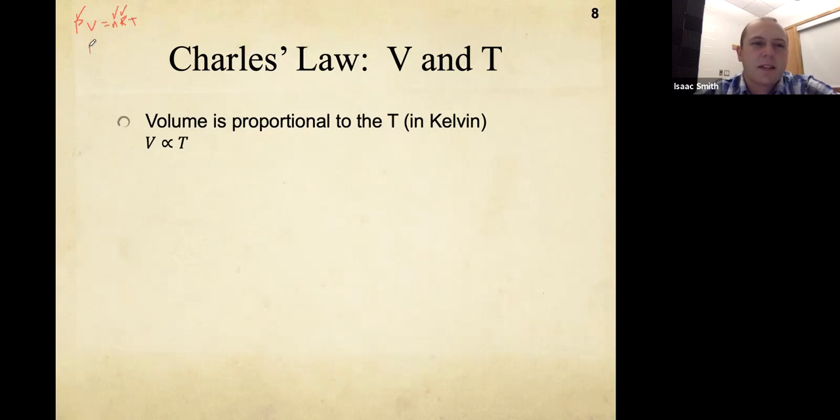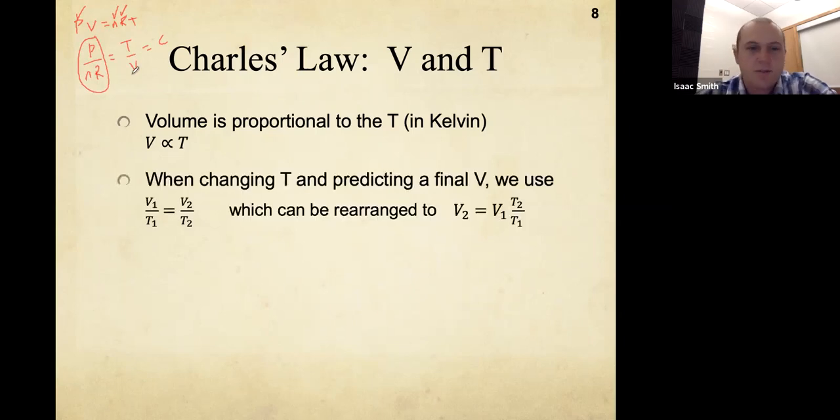In that case, we could say pressure over NR equals T over V. So this equals this, which is some constant. We'll say C. So we're going to have T1 over V1 equals T2 over V2, right? Or the opposite would be true as well.